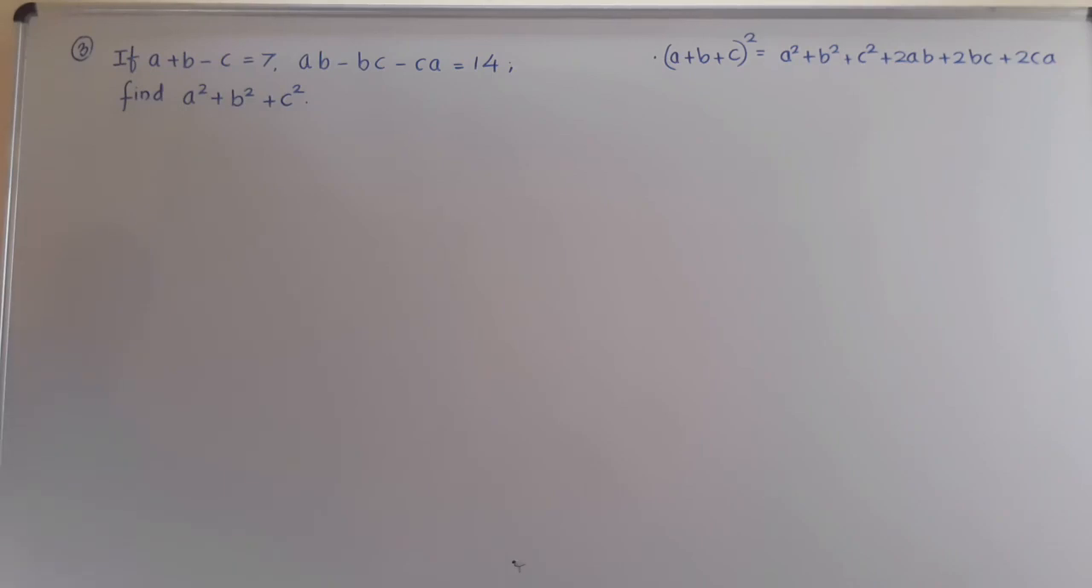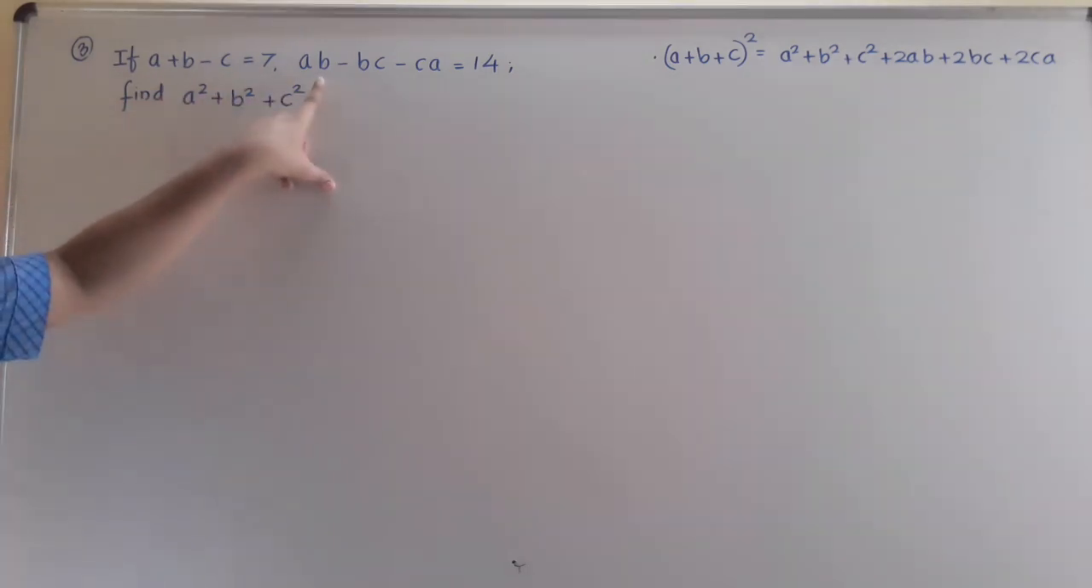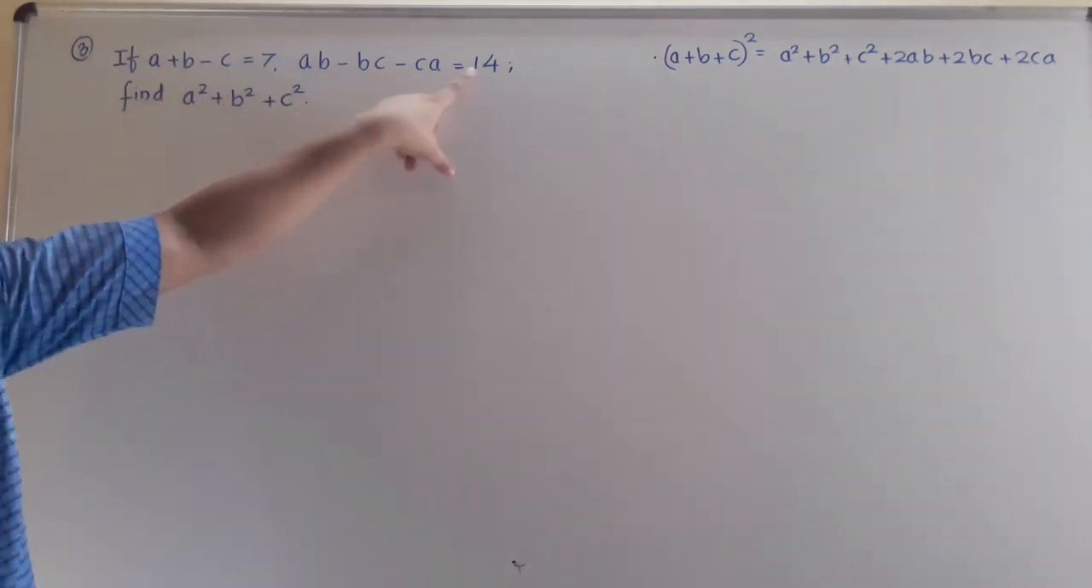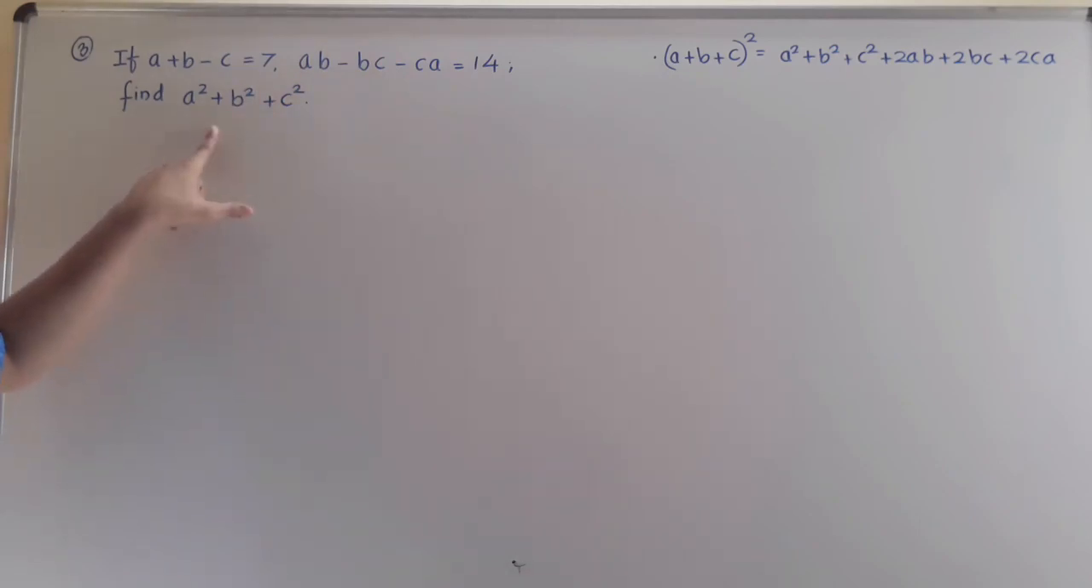Yes, now students, let us see question number 3. In the third question, what we are given is a little different kind of question. We need not expand the given expression. Here they are saying the first value given is a plus b minus c is equal to 7. The second term given is ab minus bc minus ca is equal to 14. Then this value we need to find out.